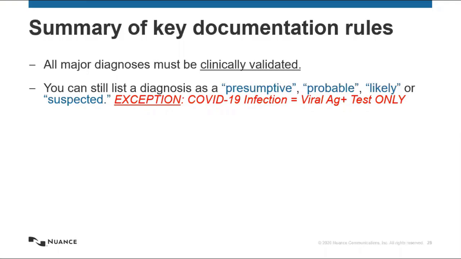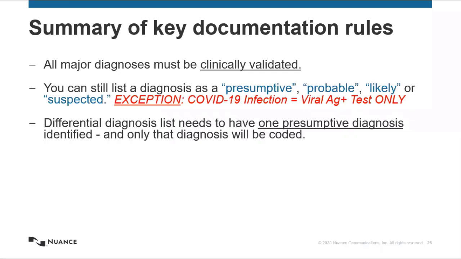Unfortunately, we do not have a code for COVID-19 antibody positive. Hopefully that will be coming soon. Right now, we're looking at active infection, and so that is the only time you can use that. The terms presumptive, probable, likely, and suspected can be used for other diagnoses, but they cannot be used for the coding of COVID-19 infection.